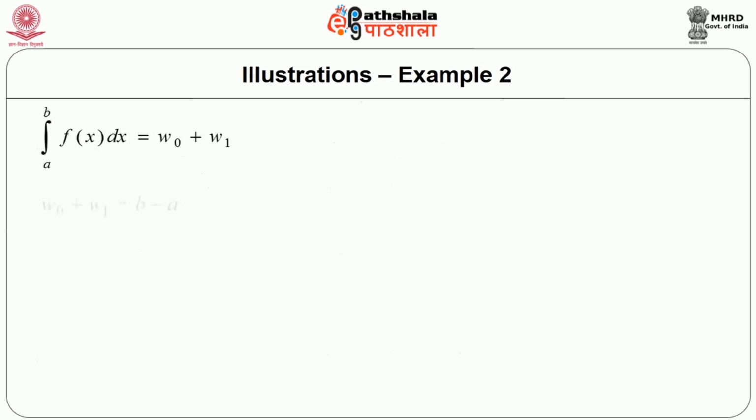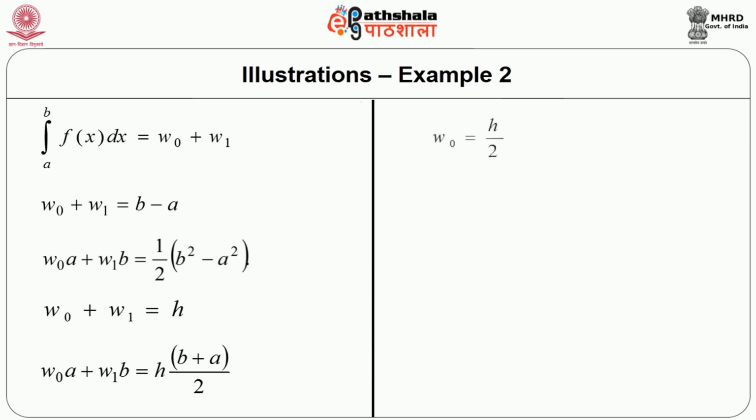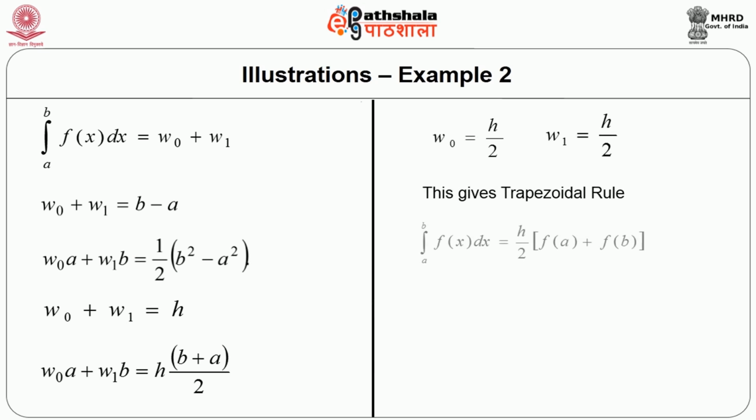This will give us two conditions, two equations to be solved in the unknowns w0 and w1. When we put f(x) equal to 1, we get the integral from a to b of f(x) dx as w0 plus w1. f(x) is 1, so you get b minus a is equal to w0 plus w1. Secondly, we put f(x) equal to x, the integral is x square by 2, b square minus a square by 2 is equal to a into w0, f(x) is x.